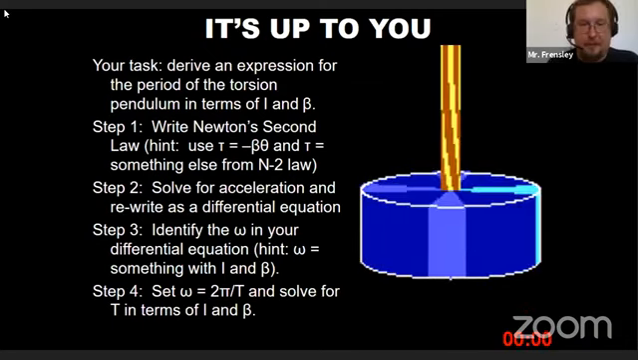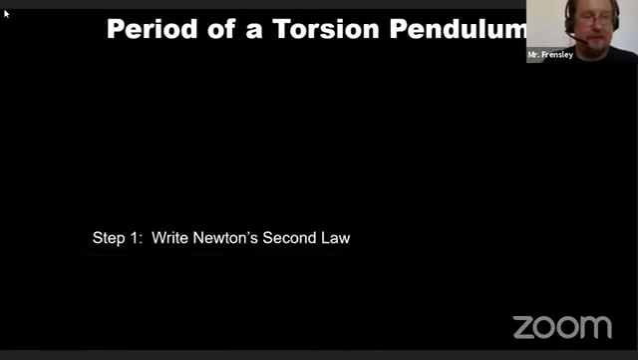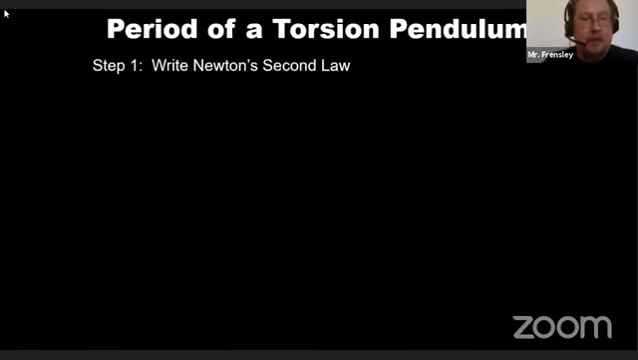All right, back to me. Okay, let's have a look at how we can apply these steps here. Okay, so write Newton's second law. Well, we were told that for the torsion pendulum, the torque is negative beta, a constant, times theta, the angle that the disc is rotated through. We also know torque equals I alpha. That's Newton's second law for rotation, right?